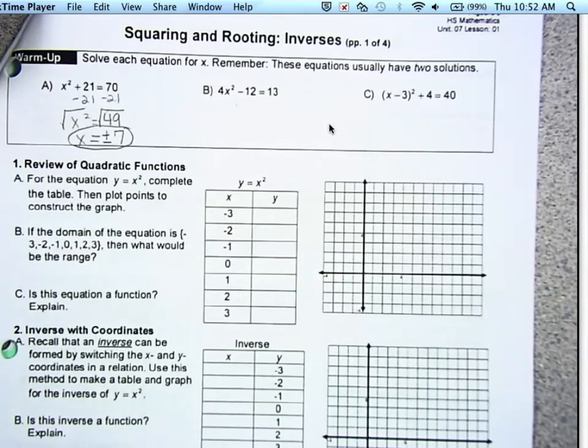Do we divide everything by 4 first? Before you do what? Before we square root it? Before you square root it, yes. Can't square root it until the x squared is by itself. Okay? That's a very important thing. You have to have that, whatever squared, all by itself before you can square root it.